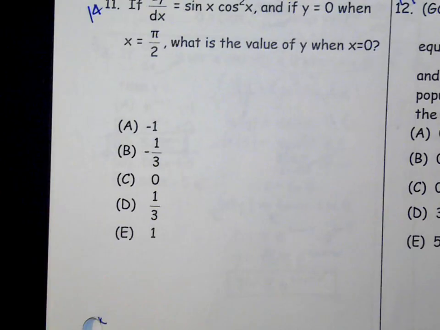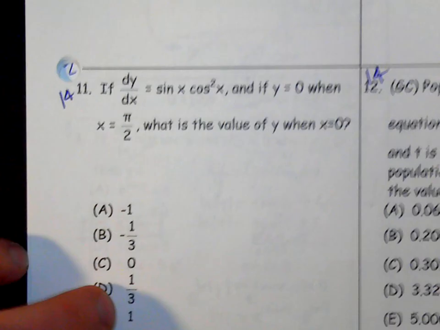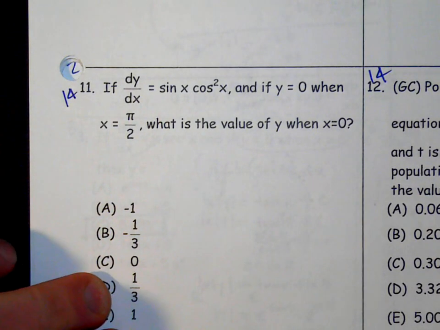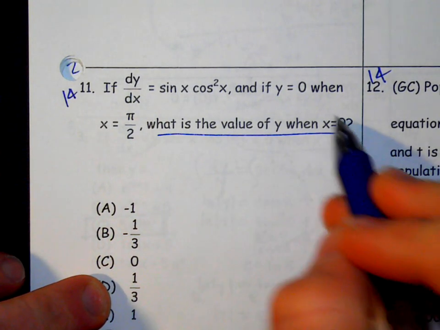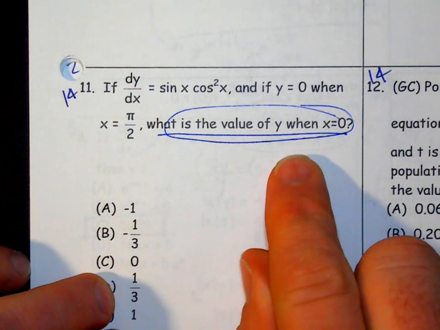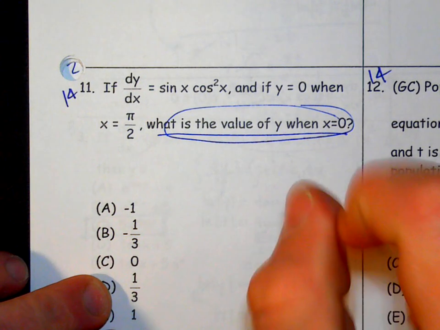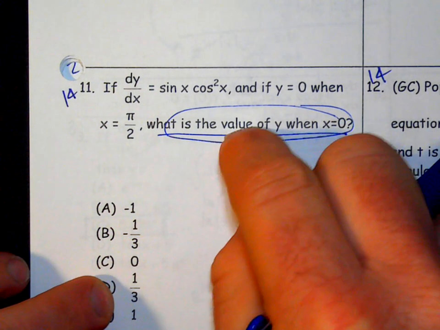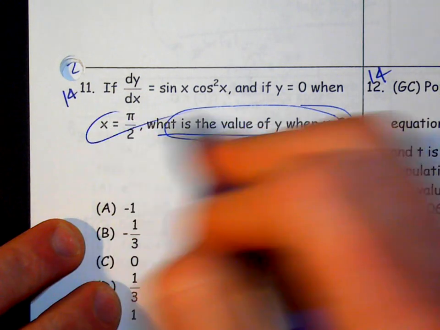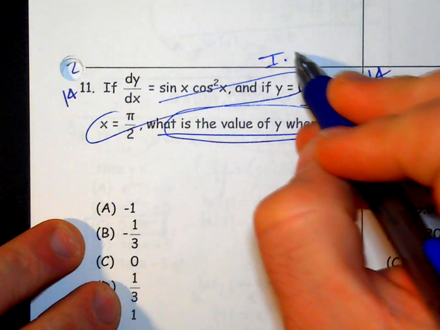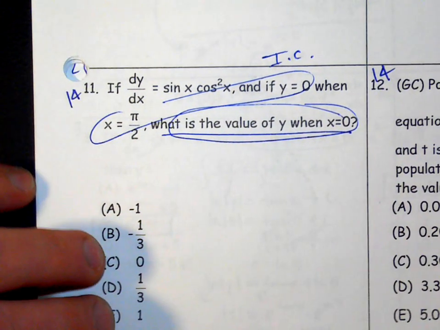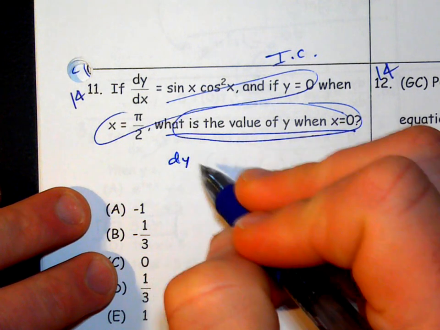All right. Number 11 had a lot of questions. So what is the value of y when x equals 0? So this is kind of like one that we did earlier. We're going to solve the differential equation, find the function, and then use the function to find another answer. This is your initial condition that we're going to use to find the c value. So we've got to separate the variables, dy.